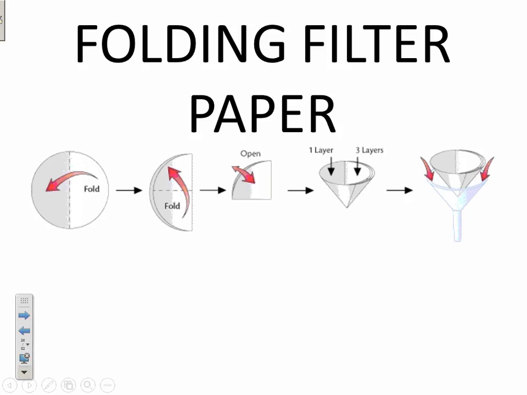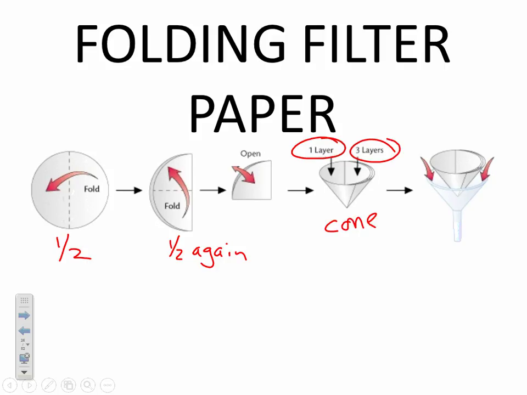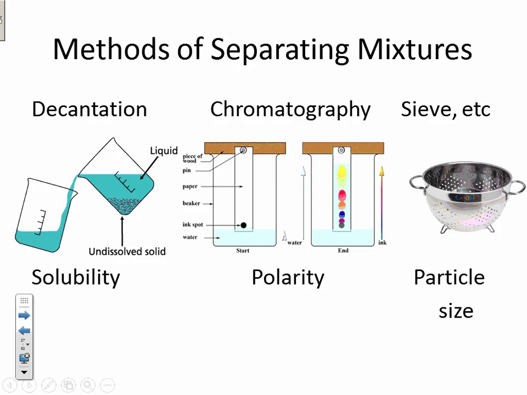This is filtration. Now I'm going to be giving you this in class, folding filter paper, because this is a useful skill to have. It involves, you fold it in half, but then you fold it in half again. And then you have this thing that's in quarters. You then open up the folded quarter thing so that you have one layer on one side and 3 layers on the other, and it makes a lovely little cone, which you can then put into a funnel. So we'll be practicing with this in class, how to fold filter paper.